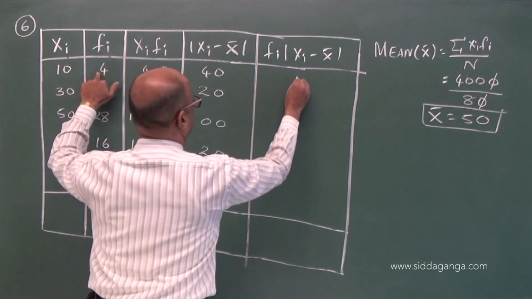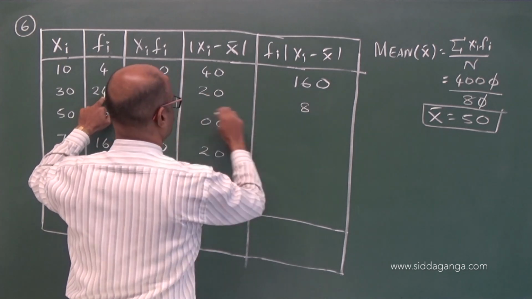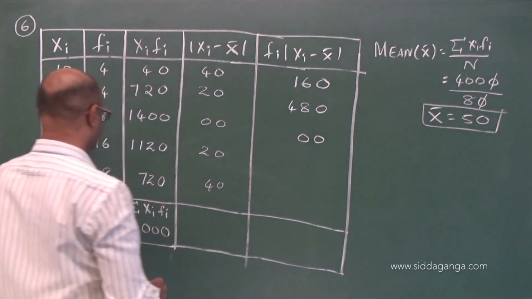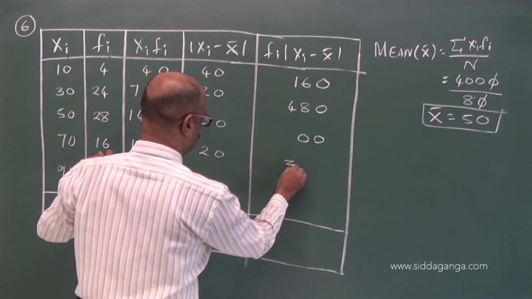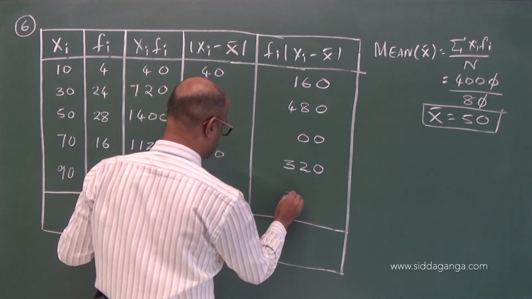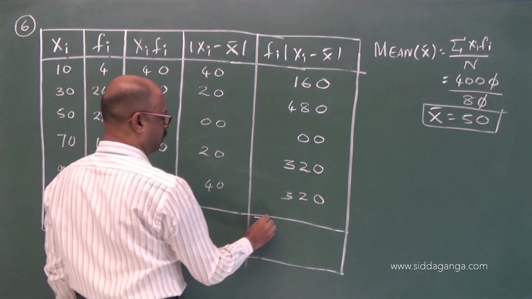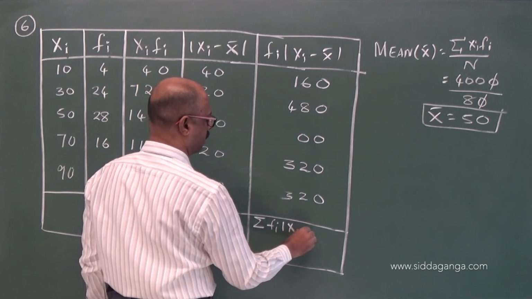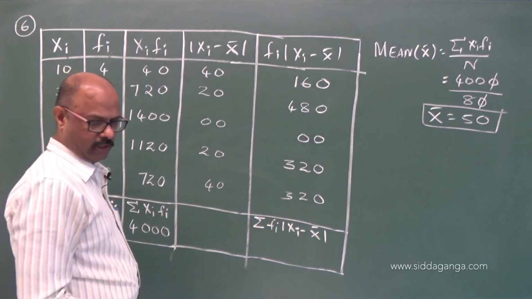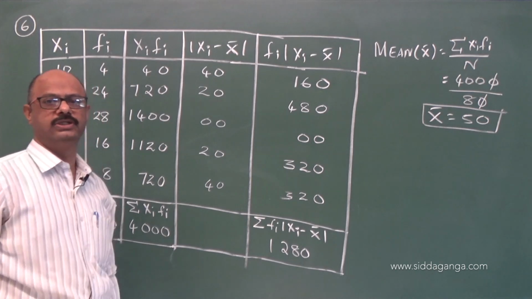So 4 into 40 is 160. Next, 24 into 20, you will get 480. 0 multiplied by 28, you will get 0. 16 into 20, you will get 320. 8 into 40, you will get 320. So addition, we call it sigma fi into modulus of xi minus x bar. Add all the numbers, if you add, you will get 1280.